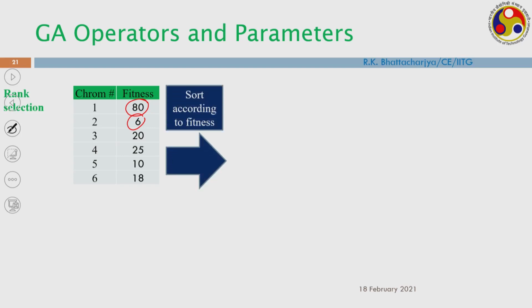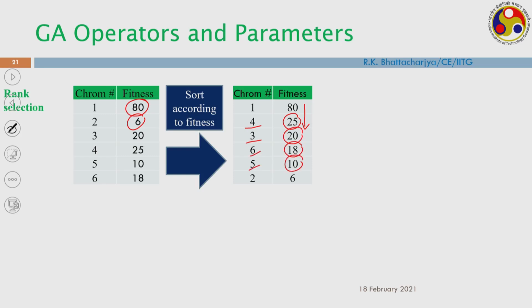So, I am sorting these solutions in descending order. The best solution is at the top, and then I sort the rest in descending order. First is solution 1, then second is solution 4, which has a fitness value of 25, then solution 3 that is 20, then solution 6 that is 18, then fifth that is 10, and the worst solution is 6, okay.